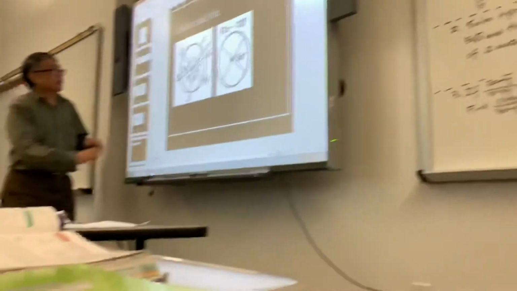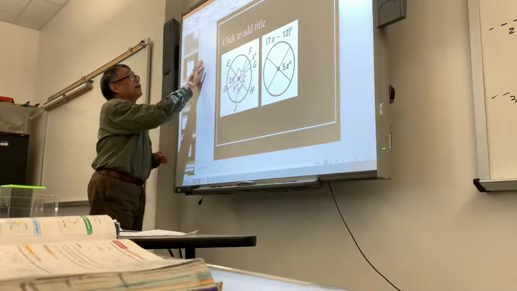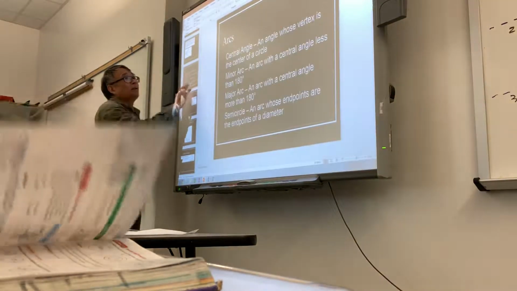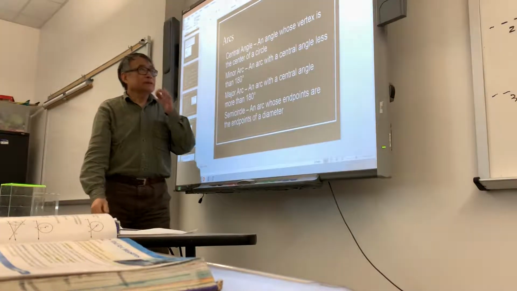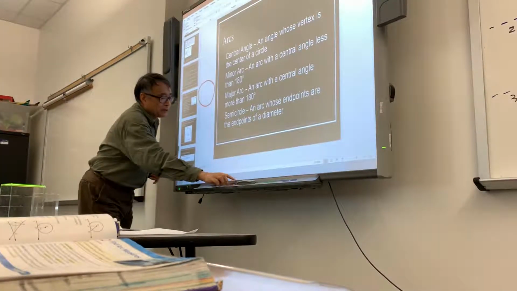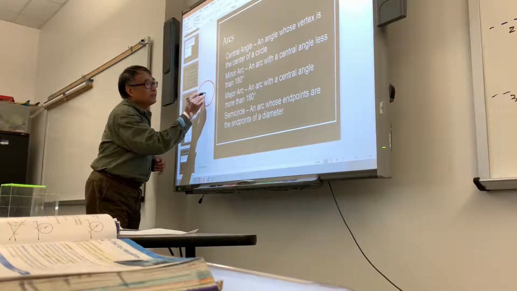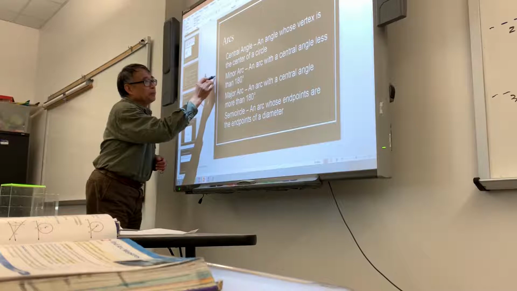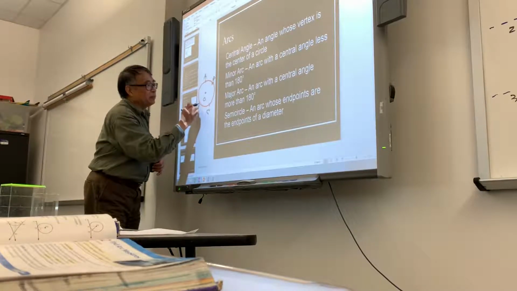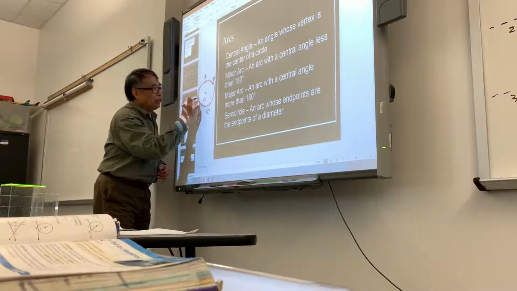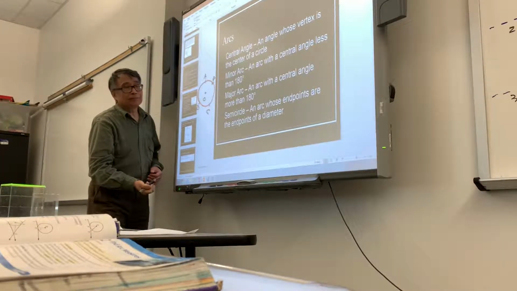Okay, please. So what is the arc? How to find the arc measurement? Arc is a part of a circle. For instance, this is a circle. Center is O. This point is A, this point is B, this point is C, this point is D. For instance, A to D is an arc.